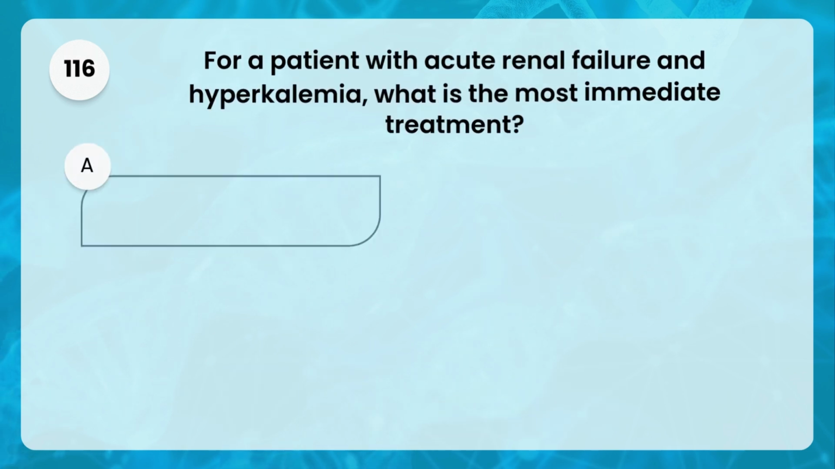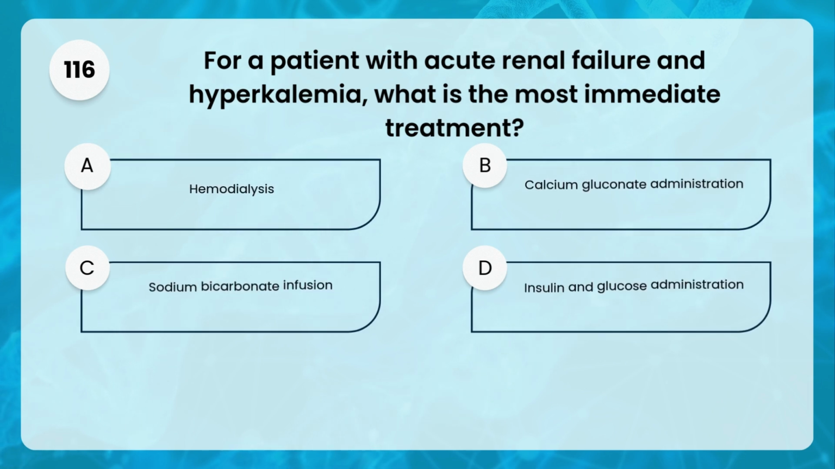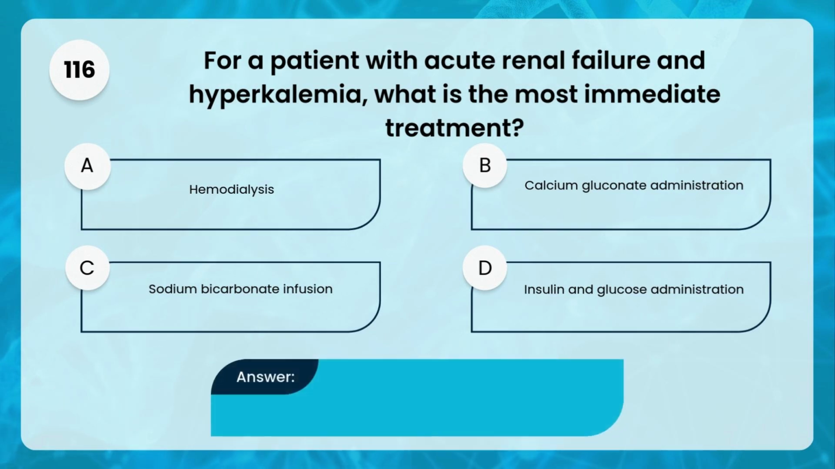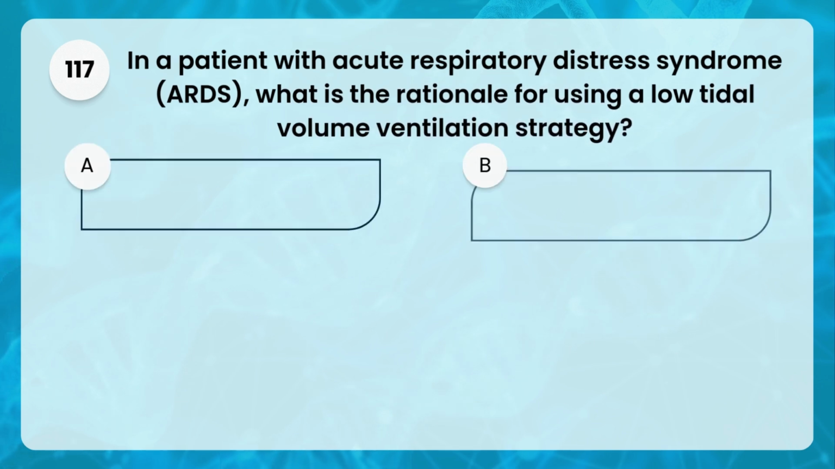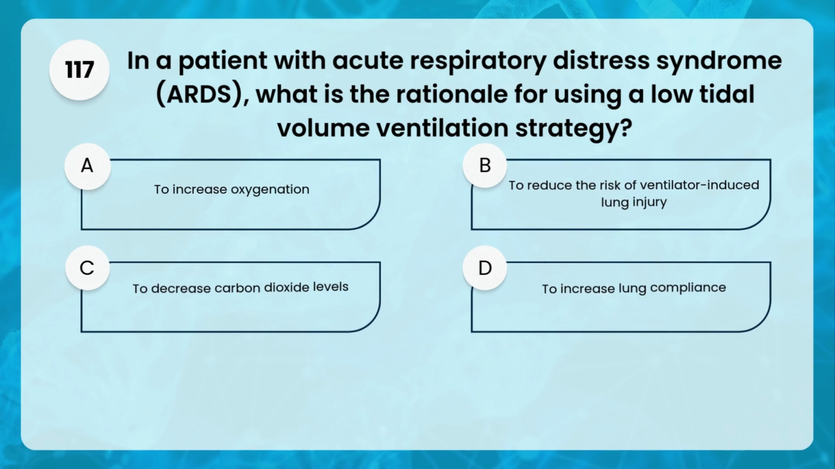116. For a patient with acute renal failure and hyperkalemia, what is the most immediate treatment? A. Hemodialysis. B. Calcium gluconate administration. C. Sodium bicarbonate infusion. Or D. Insulin and glucose administration. The answer is B. Calcium gluconate administration.